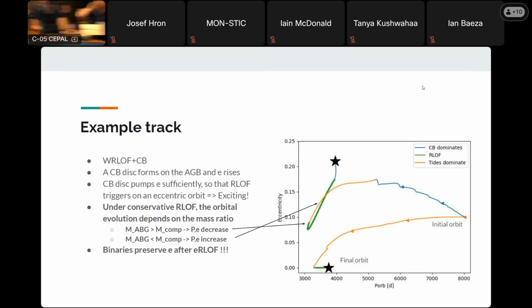Yes, Shazrin? One of the things about the circumbinary disks, if I remember correctly, was that, well, I guess my question is how long do you need it to be there in order to do the pumping? Because I think when it was looked at earlier, the circumbinary disk didn't last long enough to actually pump the eccentricity to the values that we needed. Yes. Thank you.